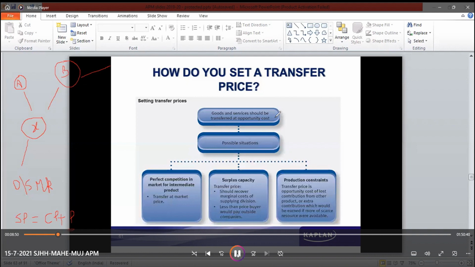But if all these units can be sold in the external market, then even when they are transferring the material internally, they should not cut down on their profit margin. The transfer price would be the same selling price, which is inclusive of profit margin. Perfect competition, many sellers, many buyers. So all of the units produced by the selling department will be accepted by the external market. So at the same price, why should they forego their profit margin? That's situation one.